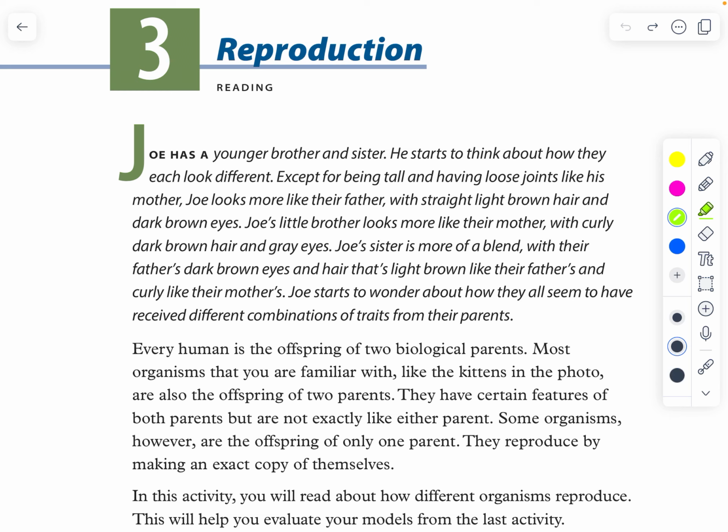Except for being tall and having loose joints like his mother, Joe looks more like their father, with straight light brown hair and dark brown eyes. Joe's little brother looks more like their mother, with curly dark brown hair and gray eyes. Joe's sister is more of a blend, with their father's dark brown eyes and hair that's light brown like their father's and curly like their mother's. Joe starts to wonder about how they all seem to have received different combinations of traits from their parents.